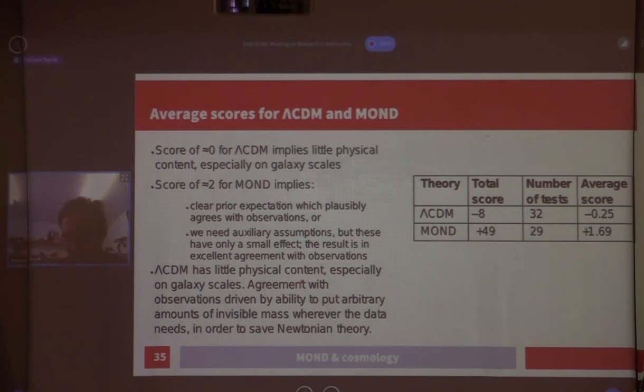So to summarize, lambda CDM has little physical content, especially in galaxies. It does agree with some observations, but that's because of the high amount of flexibility it has.